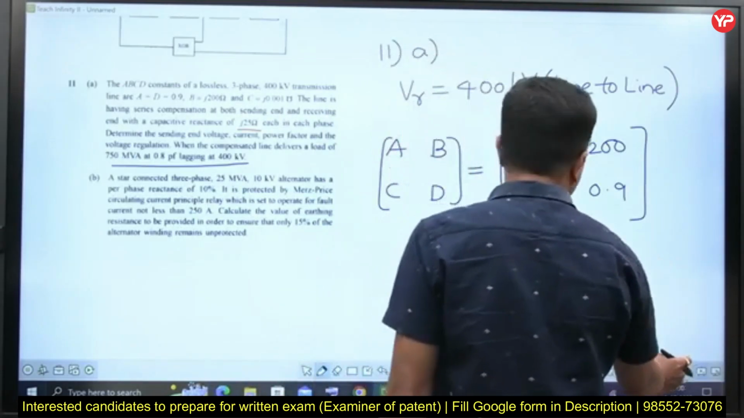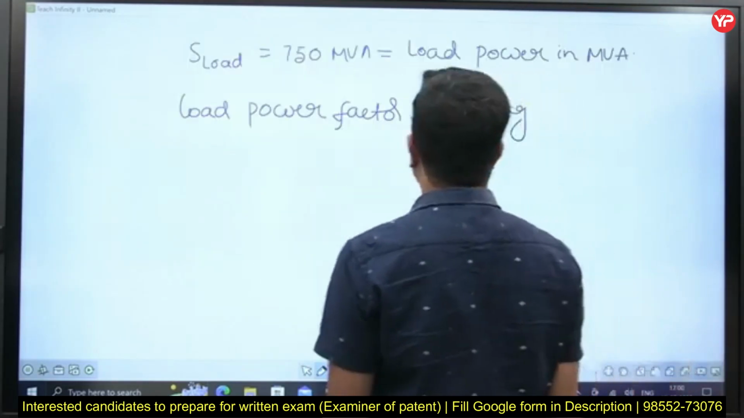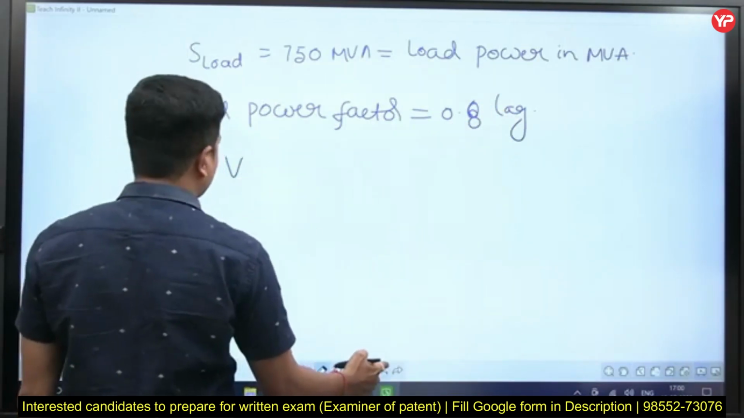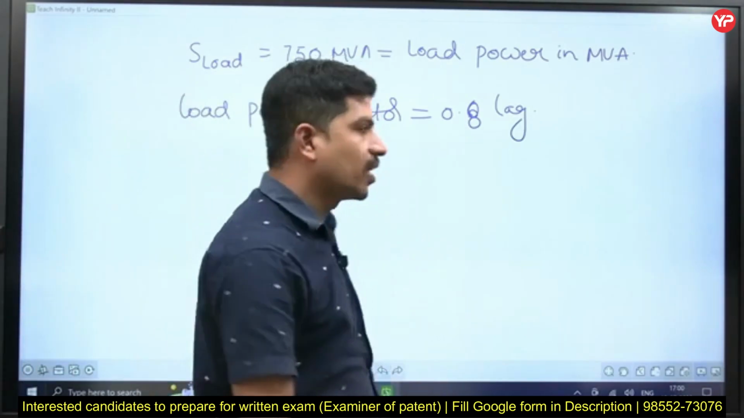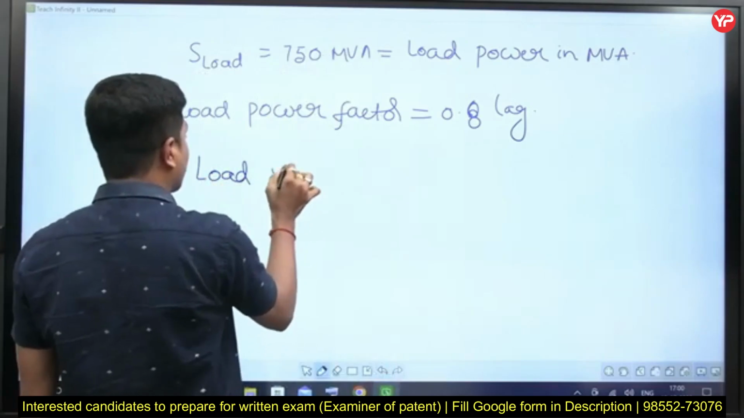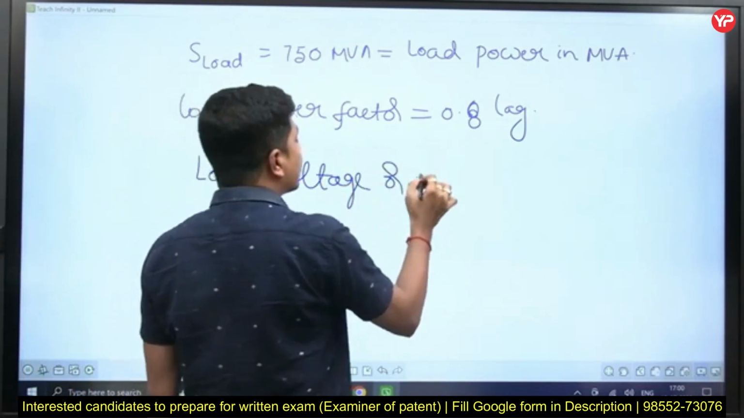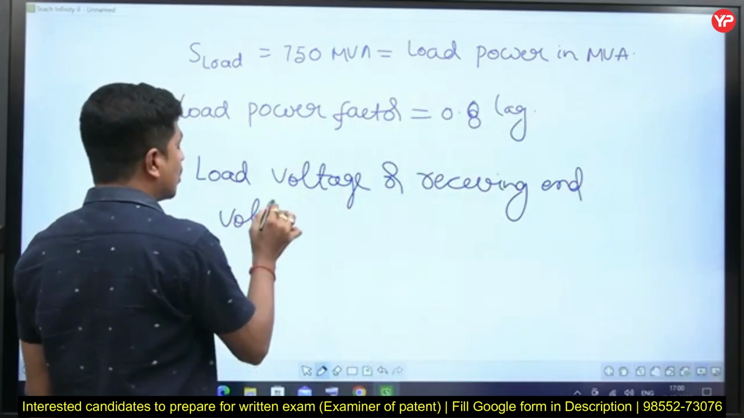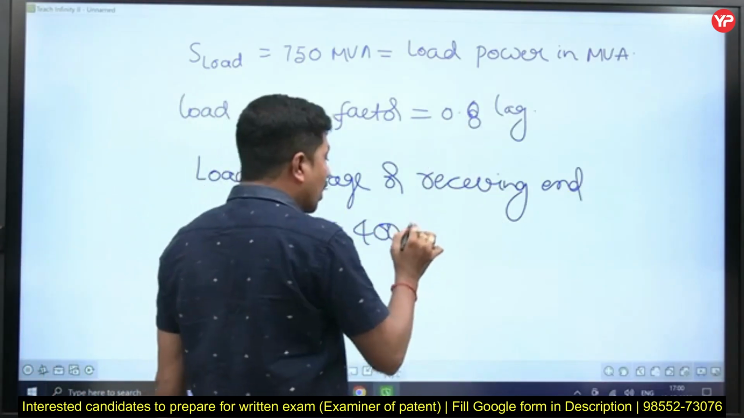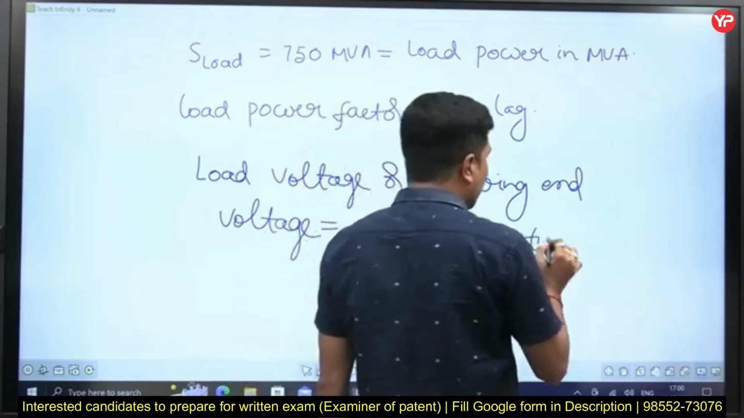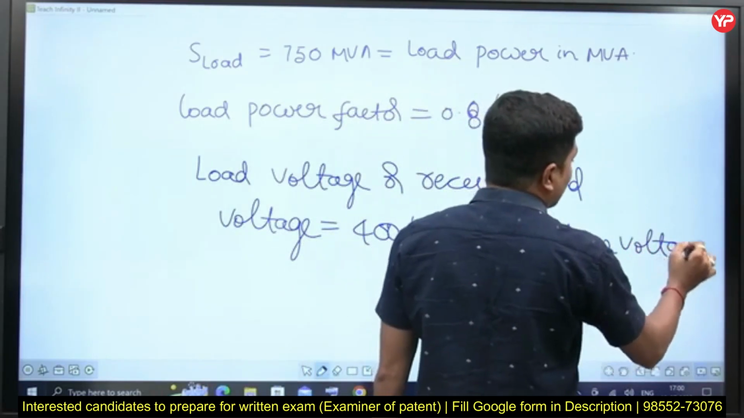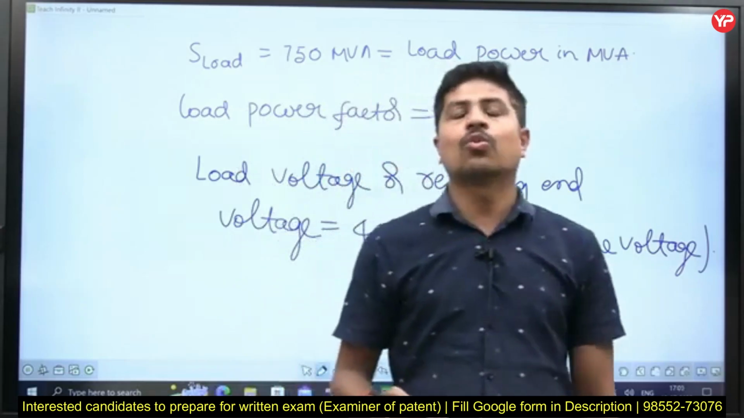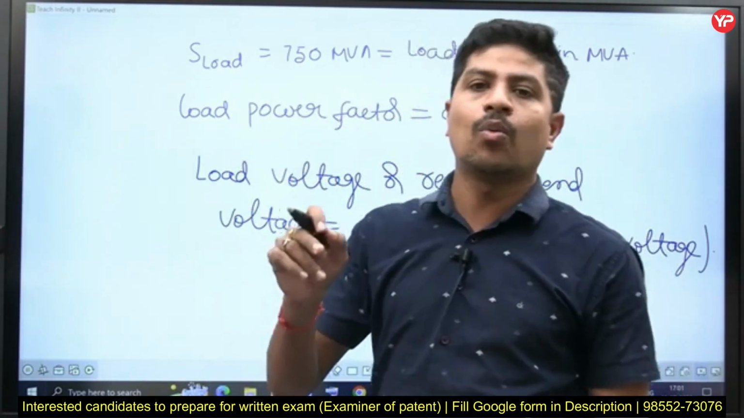And receiving end voltage is 400 kV. So where is the load kept? Load is connected to the receiving end. So load voltage or receiving end voltage is equal to 400 kV. I told you if nothing is mentioned, by default it is line to line voltage. This is the load data. Now what is he asking? To find Vs, Is, sending end power factor and voltage regulation.